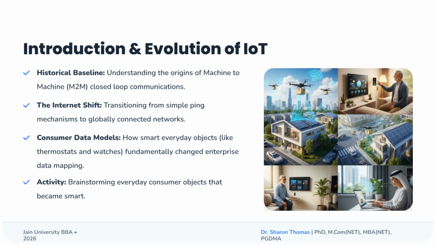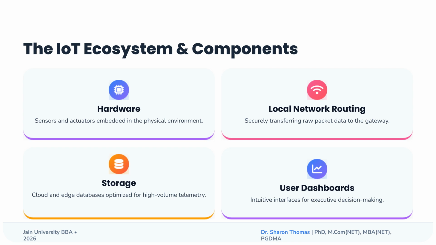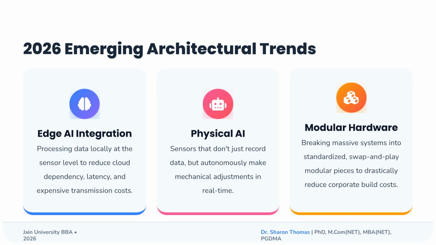We begin by exploring the evolution of the Internet of Things, from simple machine-to-machine communications to the complex, globally connected networks we rely on today. An effective IoT ecosystem is built on four core components: hardware, local network routing, robust storage solutions, and intuitive user dashboards for executive decision-making. In 2026, we see three key architectural trends: edge AI integration to reduce latency, physical AI for autonomous mechanical adjustments, and modular hardware to lower costs.